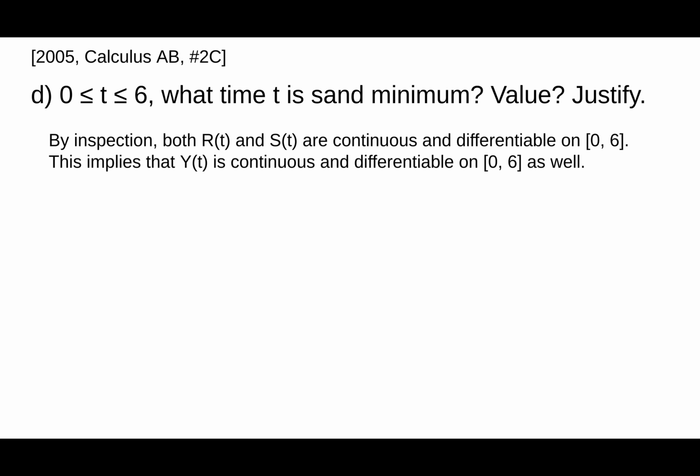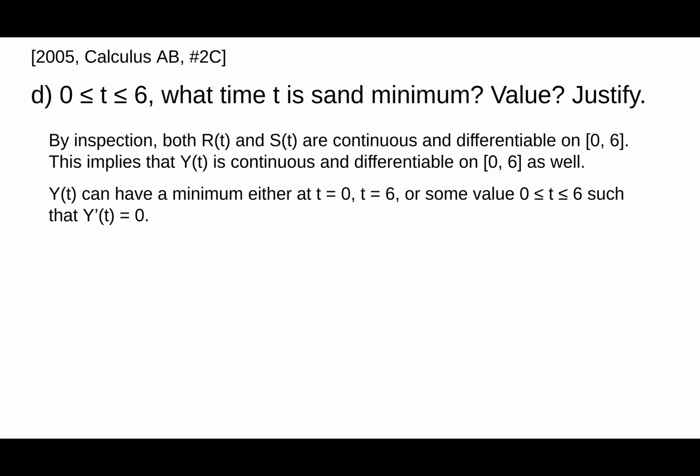So if r of t and s of t are continuous and differentiable, then y of t is also going to be continuous and differentiable on the interval from 0 to 6 as well. We're not introducing any discontinuities or any places where the function might not be differentiable. So y of t, because it's continuous and differentiable, could have a minimum value either at one of the endpoints, t equals 0 or t equals 6, or some value between 0 and 6 such that y prime of t is equal to 0.